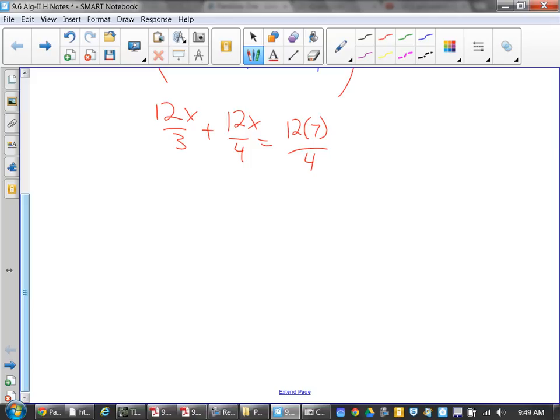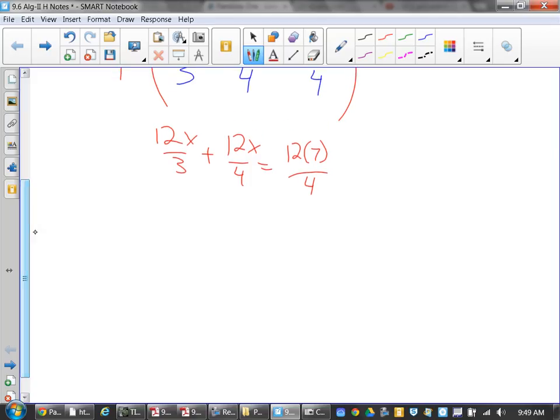Now, does everybody see how I'm going to be able to simplify each one of those fractions relatively easily? What's 12 over 3? 4. So the first one becomes 4x. The next one becomes 3x. What's 12 divided by 4? 3. What's 3 times 7? 21.